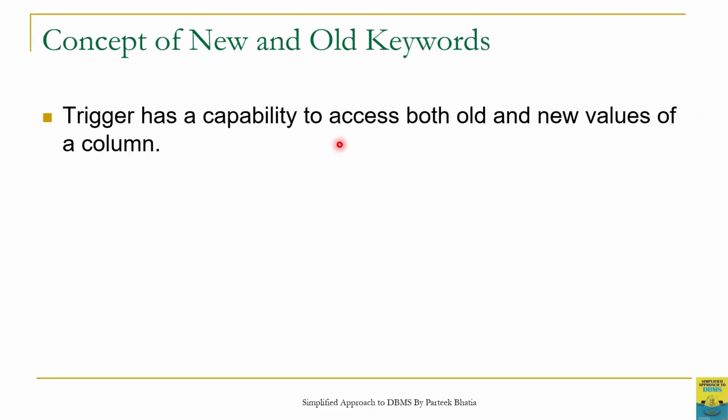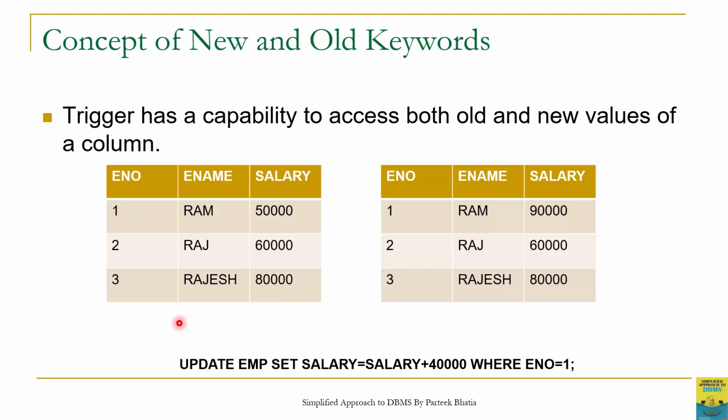Trigger has a capability to access both old as well as new values of a column. Let us consider this scenario. Here we have an employee table with columns e-number, e-name and salary.